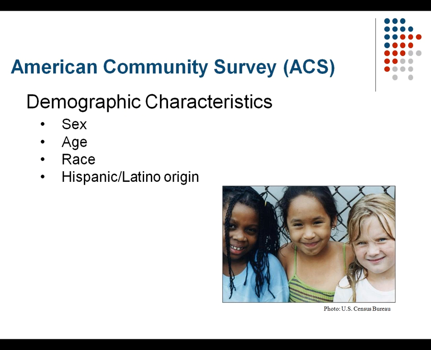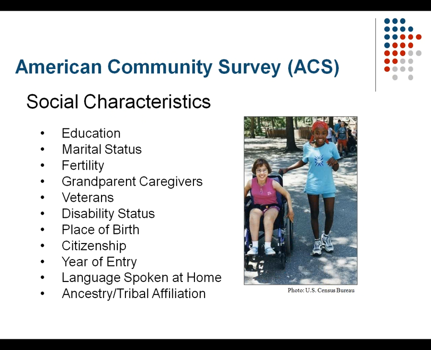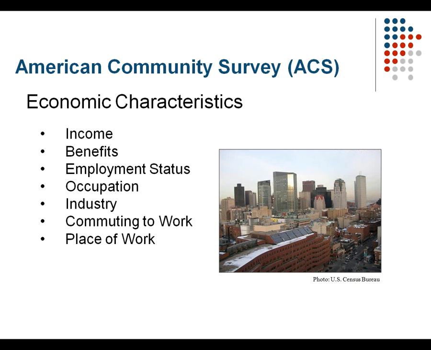It's pretty comprehensive, and it's split into 4 categories. You can find data on demographic characteristics, which are listed here, so the basic people characteristics. You can find a lot of good data on social characteristics for your community. So educational attainment, school enrollment, marital status, fertility, grandparent caregivers, and veterans, disability, place of birth, citizenship, year of entry, language, and so on. So these are lots of great social characteristics that are available about people in your community.